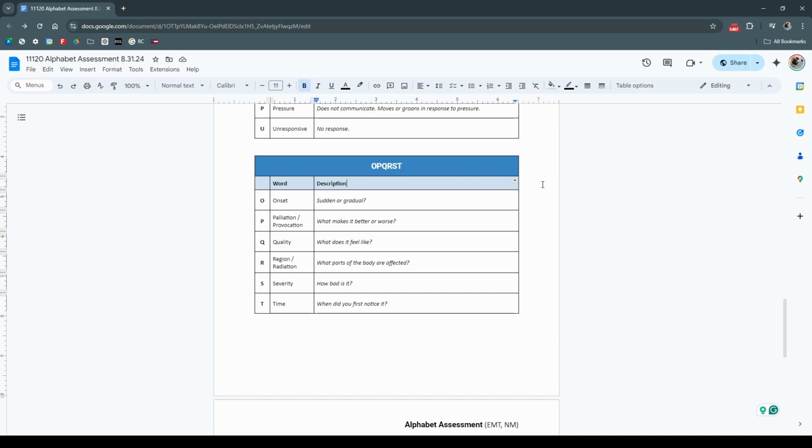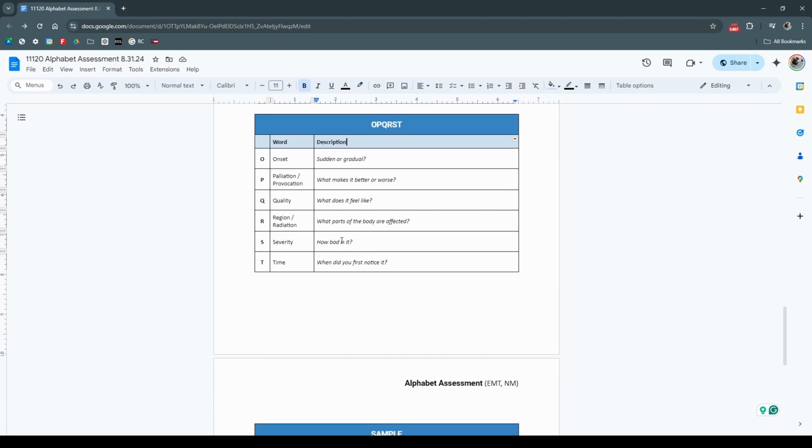R is for region or radiation, meaning where does the pain hurt? And if it hurts somewhere, does it hurt anywhere else as well? Severity, like I had mentioned, is determining how bad exactly that it hurts. Scales of 1 to 10. I prefer moderate to severe questions. Hey, would you describe your pain as moderate or severe? Simply because if I hear another patient say that the pain is 11 out of 10, it will make me explode, I think. And then time is just when you first noticed it, right?